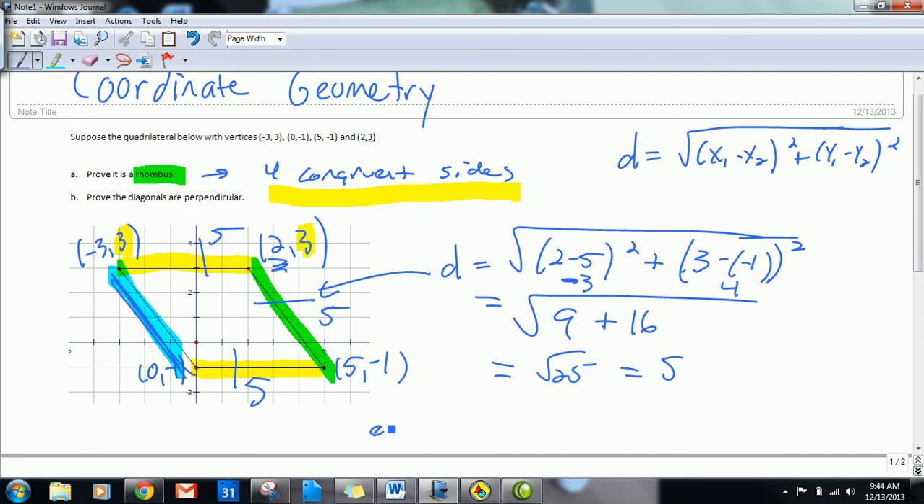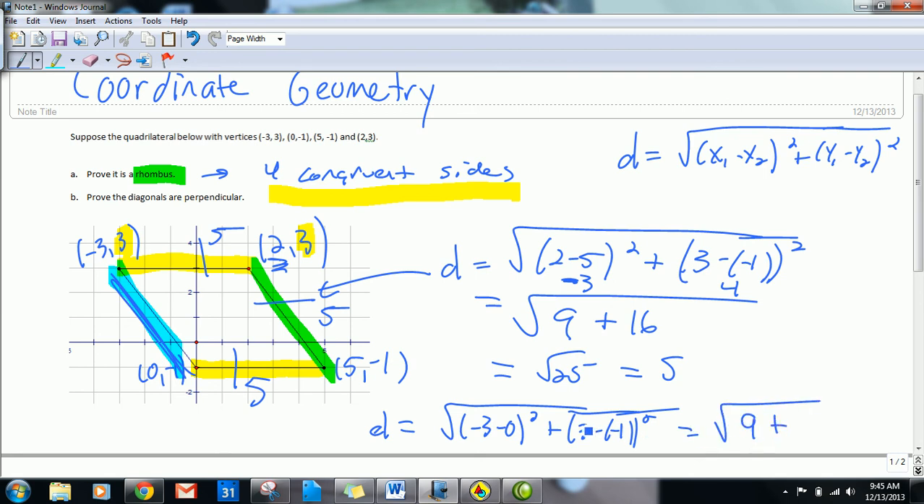So this remaining side, I'm running out of room, but nonetheless, this one here, its length is going to be the square root of negative 3 minus 0, those are the x values, squared, plus the difference in the y's, 3 minus negative 1 squared. Negative 3 minus 0 is negative 3, which when squared is 9, plus 3 minus negative 1 is 3 plus 1, which is 4, which when squared is 16. And then 9 plus 16 is 25. Square root of 25 is 5. So that side is also 5.